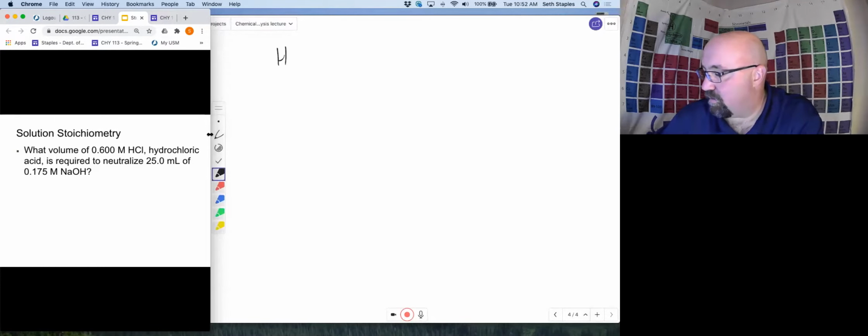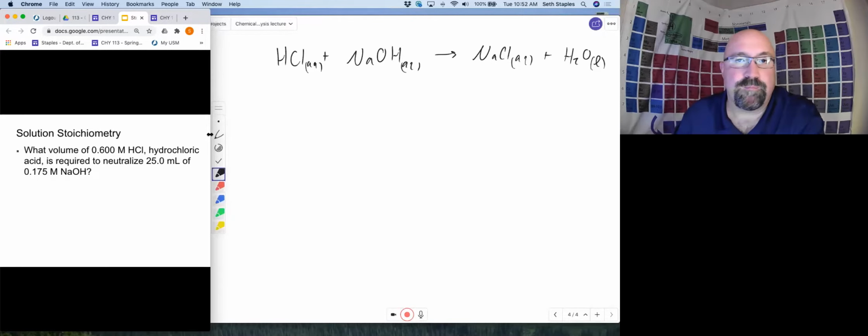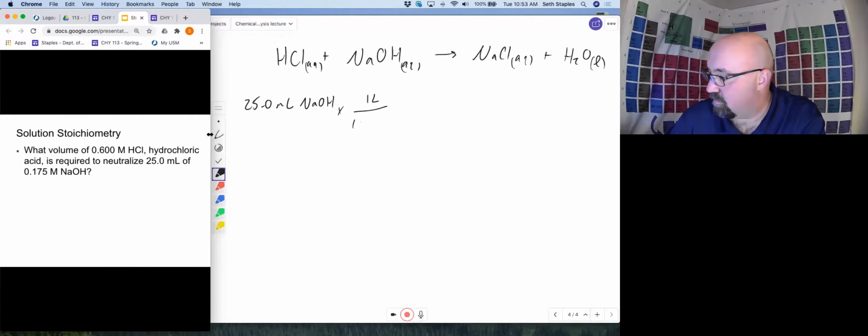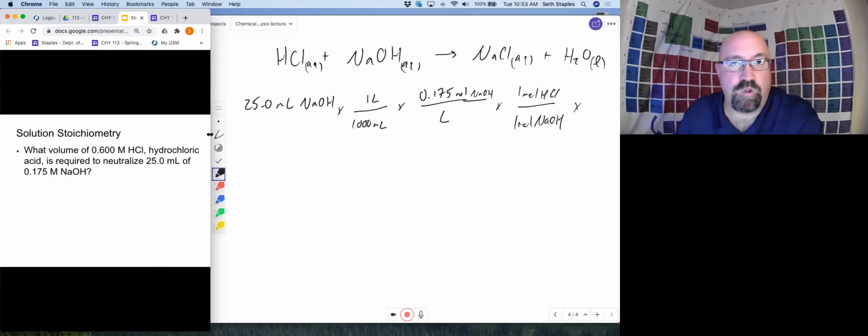So first we want to look at our balanced equation: HCl plus NaOH, both aqueous, react to give us aqueous NaCl and liquid water. We're starting with 25 milliliters of NaOH. We want to convert that over to liters first, because we're working with molarity. Next, we're going to use our molarity to convert over to moles. So we know that our molarity of NaOH is 0.175 moles per liter. That's moles of NaOH. Then we're going to convert to moles of HCl, using our stoichiometric ratio.